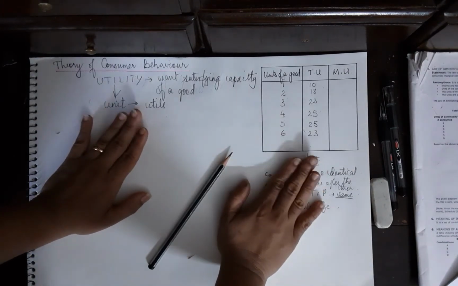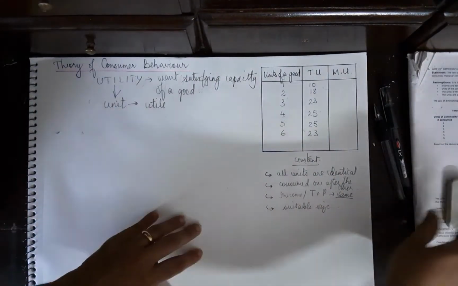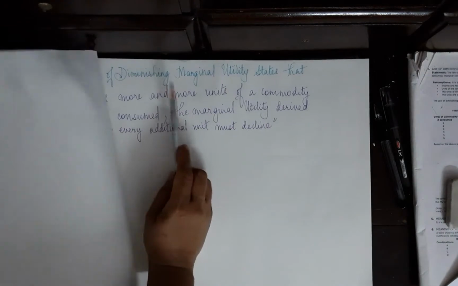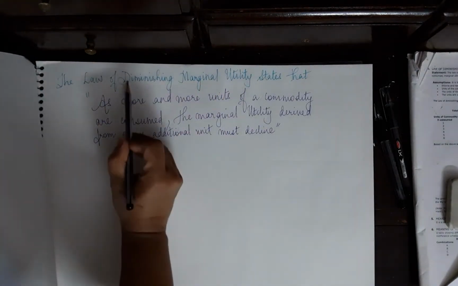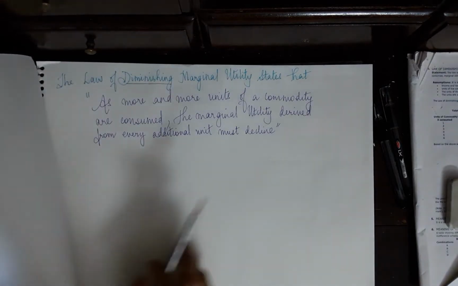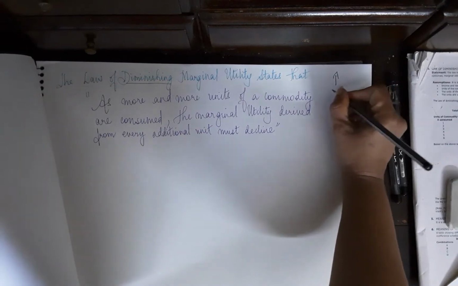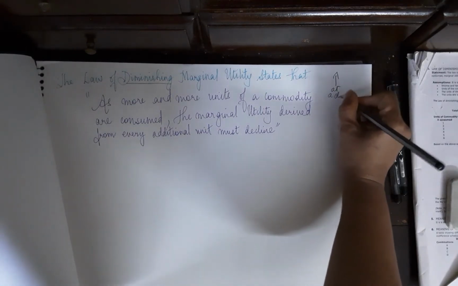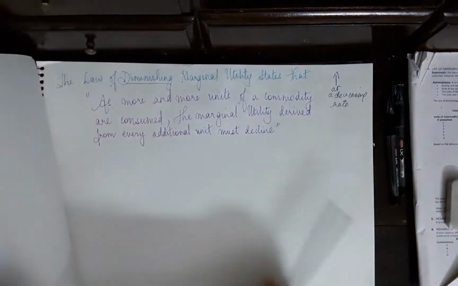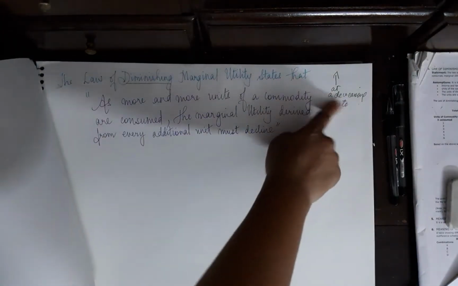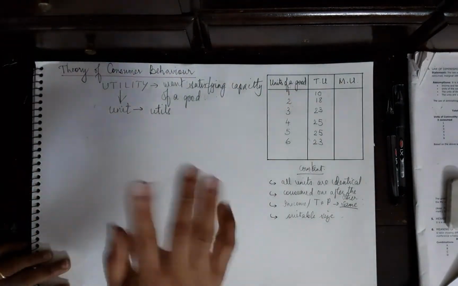So today we will generalize this in the form of a law, and that law we call the law of diminishing marginal utility. Now in economics, when we use this word diminishing, it means that it is increasing but at a decreasing rate. The word diminishing means increasing at a decreasing rate in this case. Let me help you to understand this. We'll go back to the table.